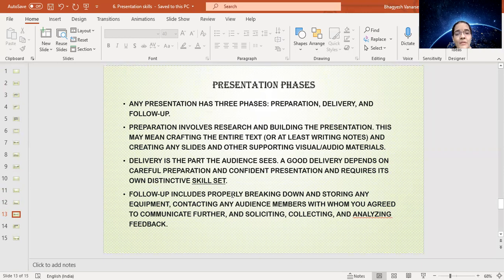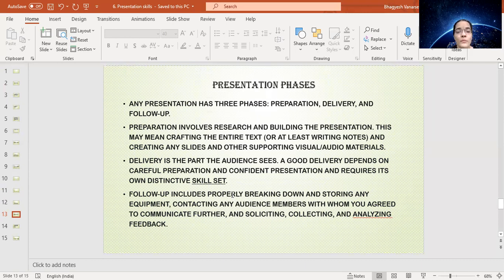Delivery is the second phase of your presentation. It is the part that the audience is going to see. A good delivery depends on careful preparation and confident presentation and requires its own distinctive skill set. Preparation will be the first phase, but delivery is the second phase, which should be done in the right manner. And the third phase is your follow-up phase.